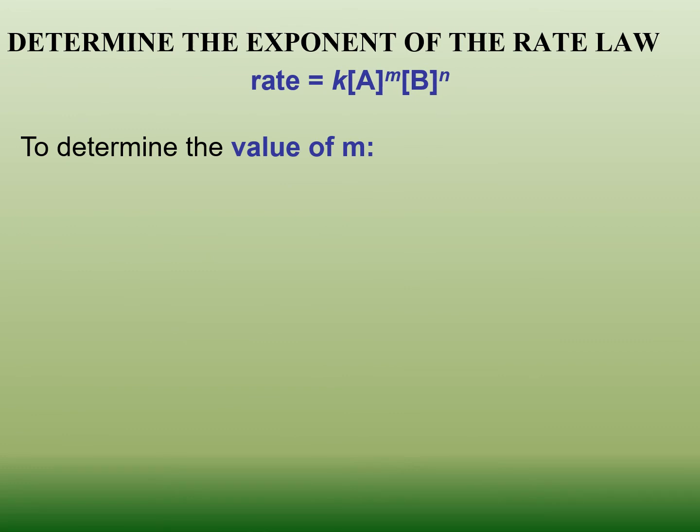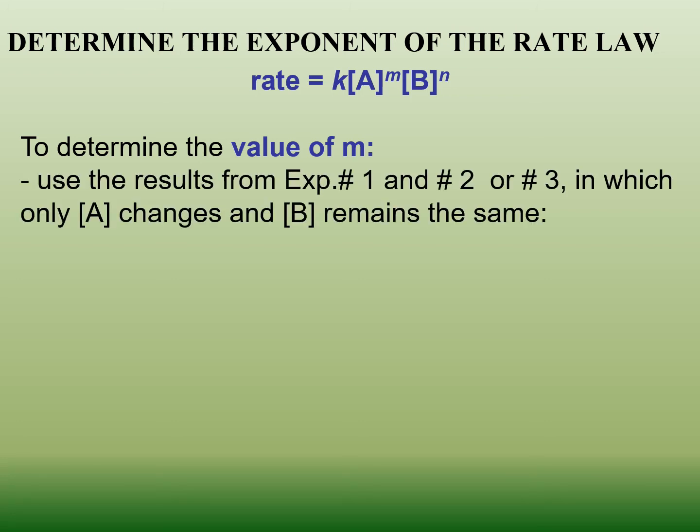In order to determine the exponent of the rate law, we remember that rate equals K times the concentration of A to the power of M times the concentration of B to the power of N. And to determine the value of M, we use the results from experiments 1, 2, or 3, in which only the concentration of A changes and the concentration of B remains the same. We will use this ratio, this time with rate 2 and rate 1. We could use rate 3 and rate 2. We could also use rate 3 and rate 1.